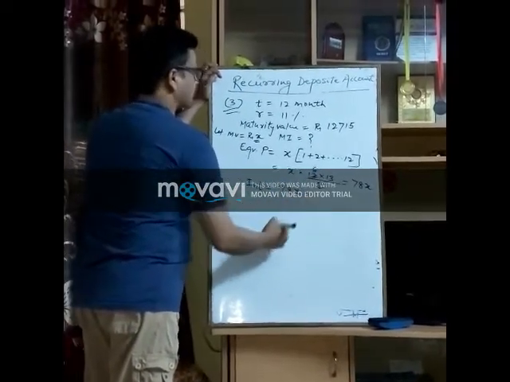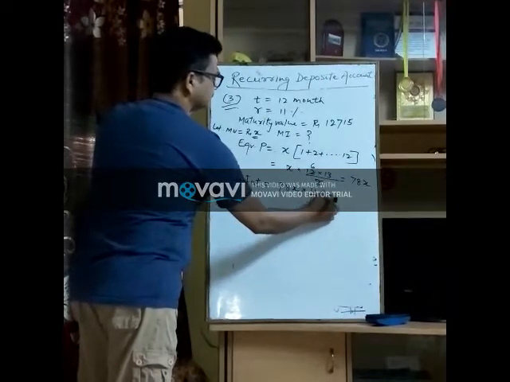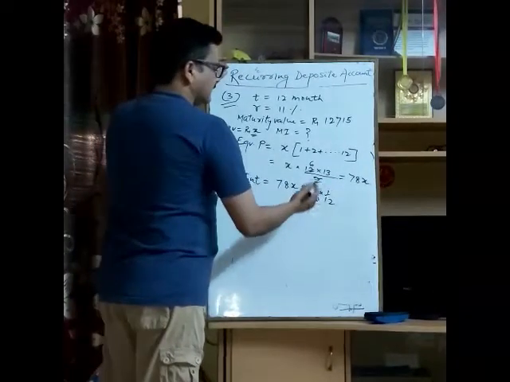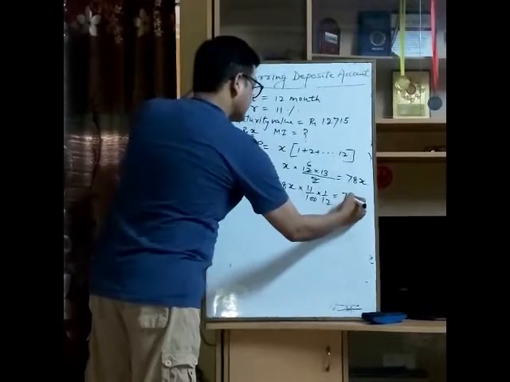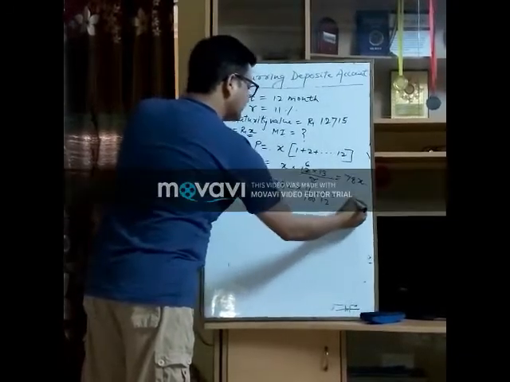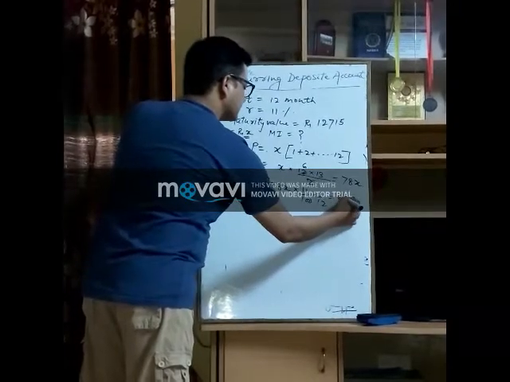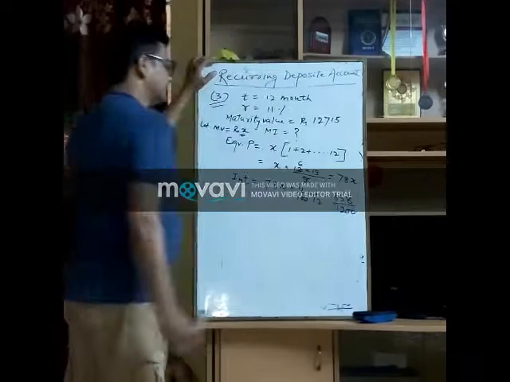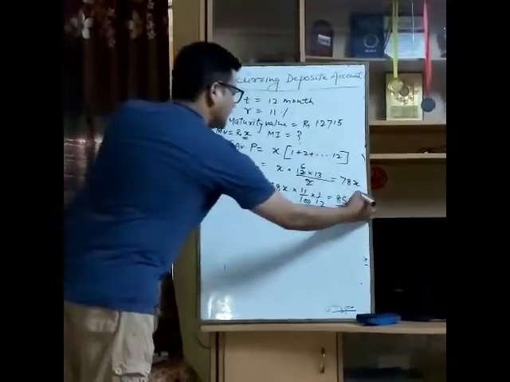Interest, P, R and then T. We can cancel here or we can leave it as it is. 78 into 11 by 1200. X will be here.